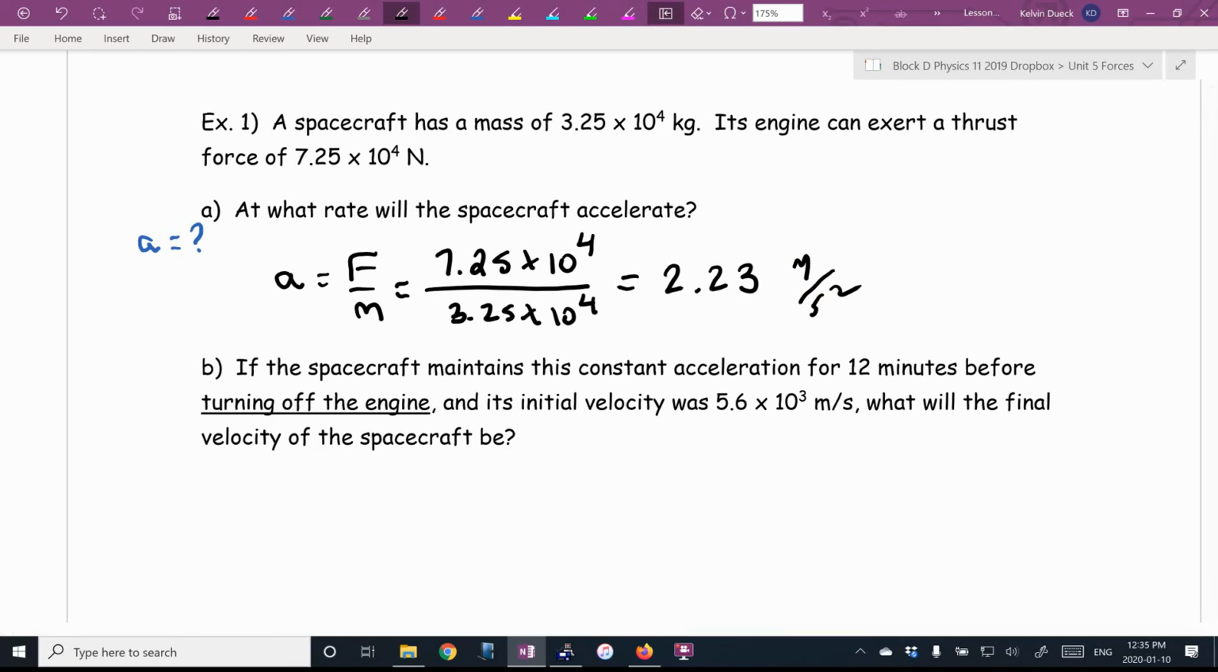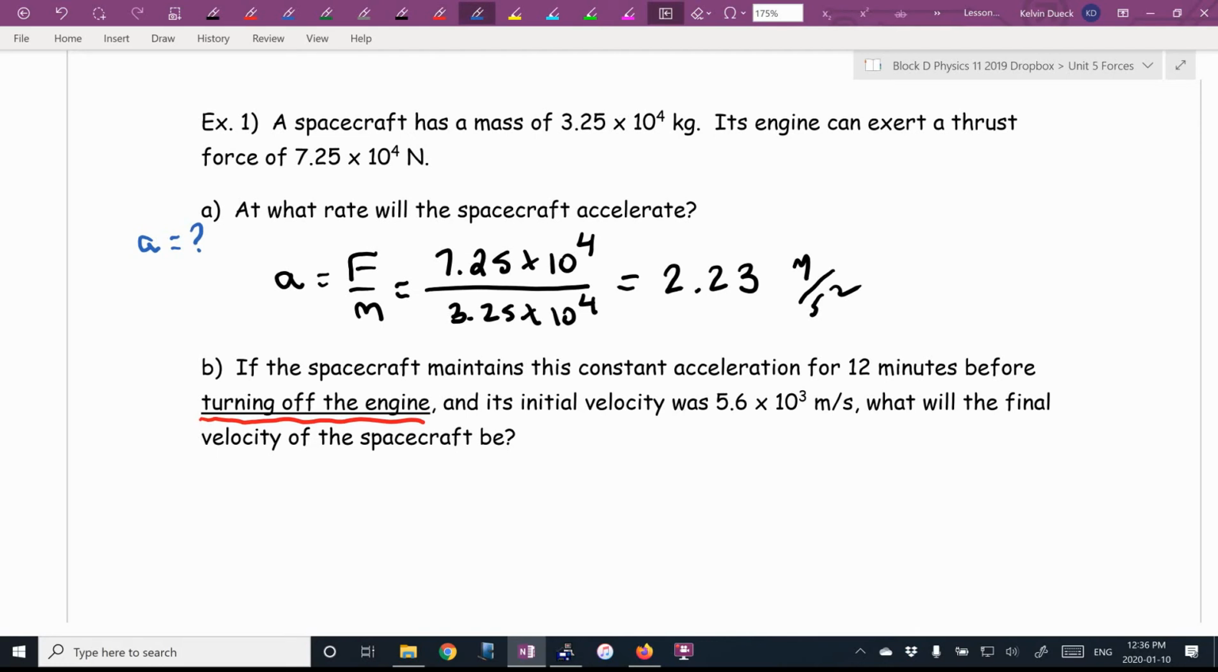Get it okay this time, Josh? Typo, right? Let's keep going. Let's read along part B. It says, if the spacecraft maintains this constant acceleration for 12 minutes, I don't like minutes, but I can fix that, before turning off the engine. I noticed they underlined turning off the engine, so I'll pay attention to that. And if its initial velocity was 5.6 times 10 to the third meters per second, what's B asking me to find?